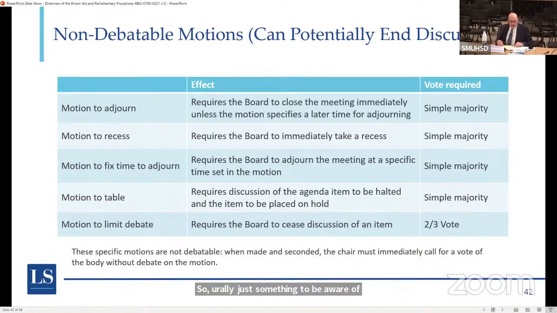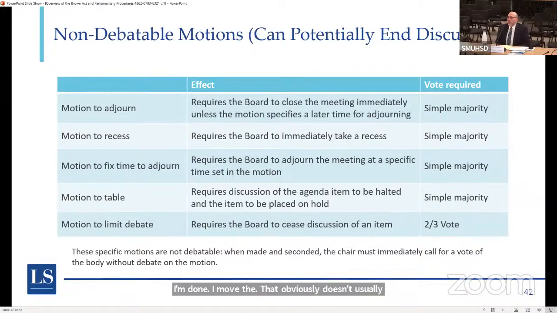I put up some non-debatable motions. Again, I'm not going to belabor this, just so that you're aware of them. There are some things that you can do where there is no debate. You make the motion, there's a vote on it, and that's it. One of them is I move we adjourn. I'm done. I move we adjourn. That obviously doesn't usually come up until the end of the meeting.